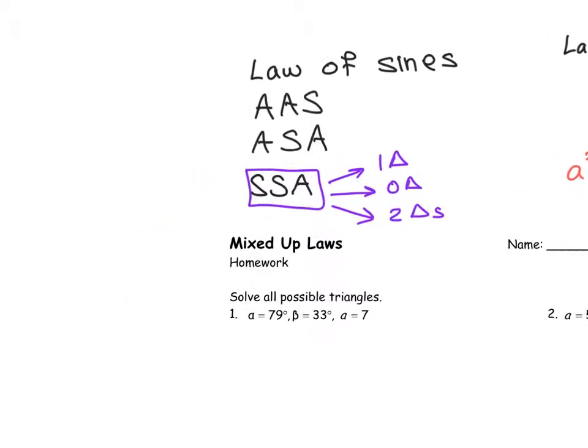Now, law of sines is if you have the sine of an angle A over the opposite side a is equal to sine of angle B over the opposite side b is equal to sine of angle C over c.